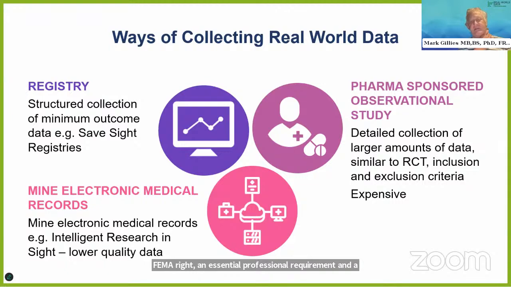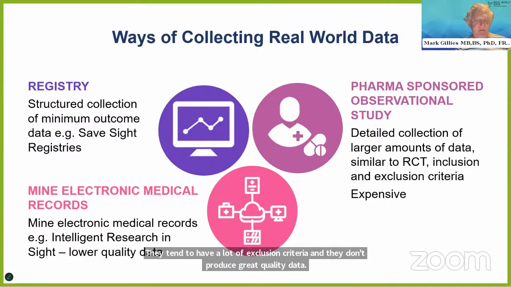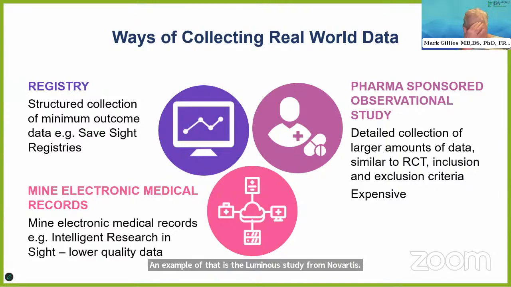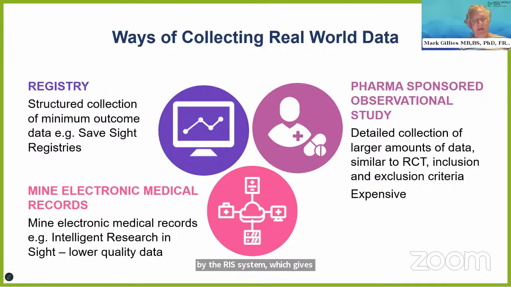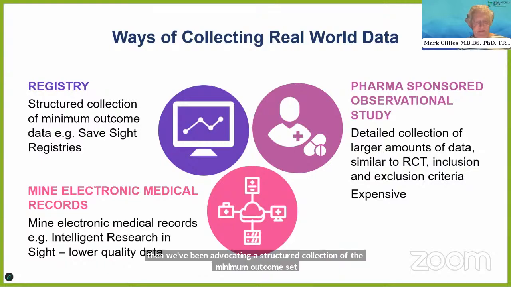There are 3 ways to collect real-world data. One is pharmacy-sponsored studies. These are expensive. They tend to have a lot of exclusion criteria, and they don't produce great quality data. An example of that is the Luminous study from Novartis. And then the approach taken generally throughout the States is mining electronic medical records by the IRIS system, which gives you very large amounts of data, but generally of lower quality. And then we've been advocating a structured collection of a minimum outcome set, such as in the Fight Retinal Blindness project.